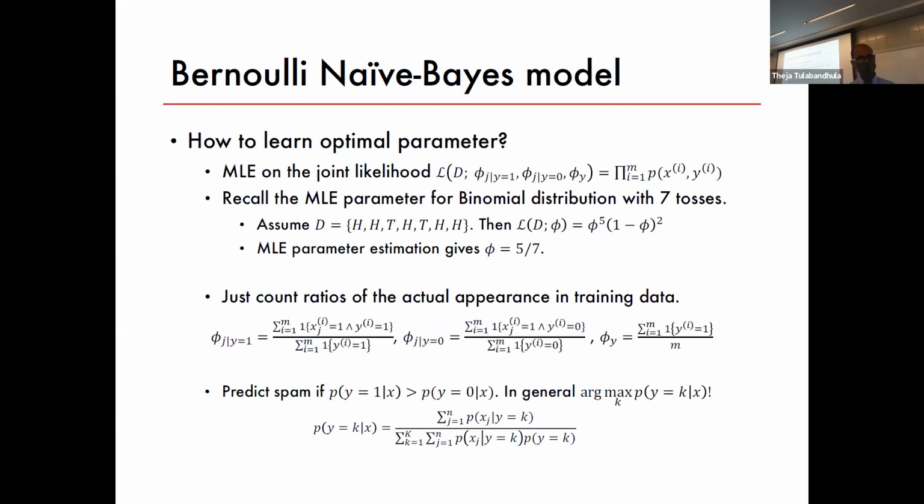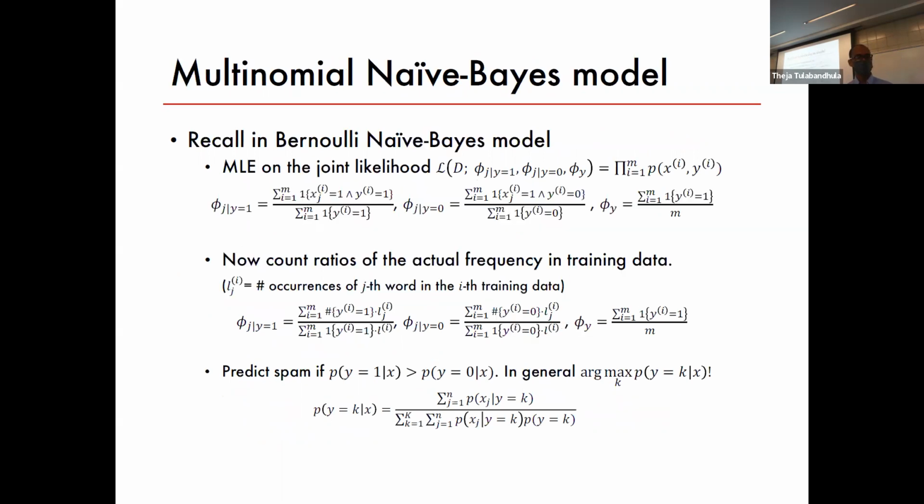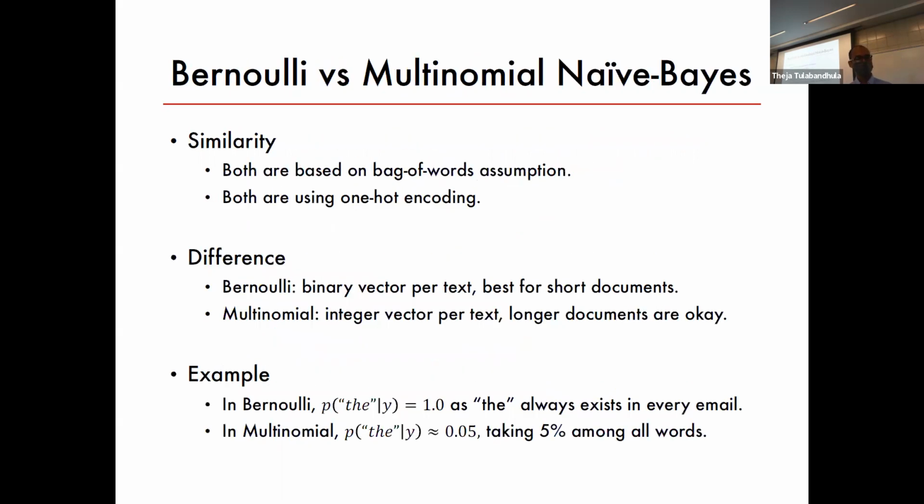I will not look at the parameter estimates. It's basically counting and normalizing. I will skip those two recap slides. And so this was the slide where we ended last time.